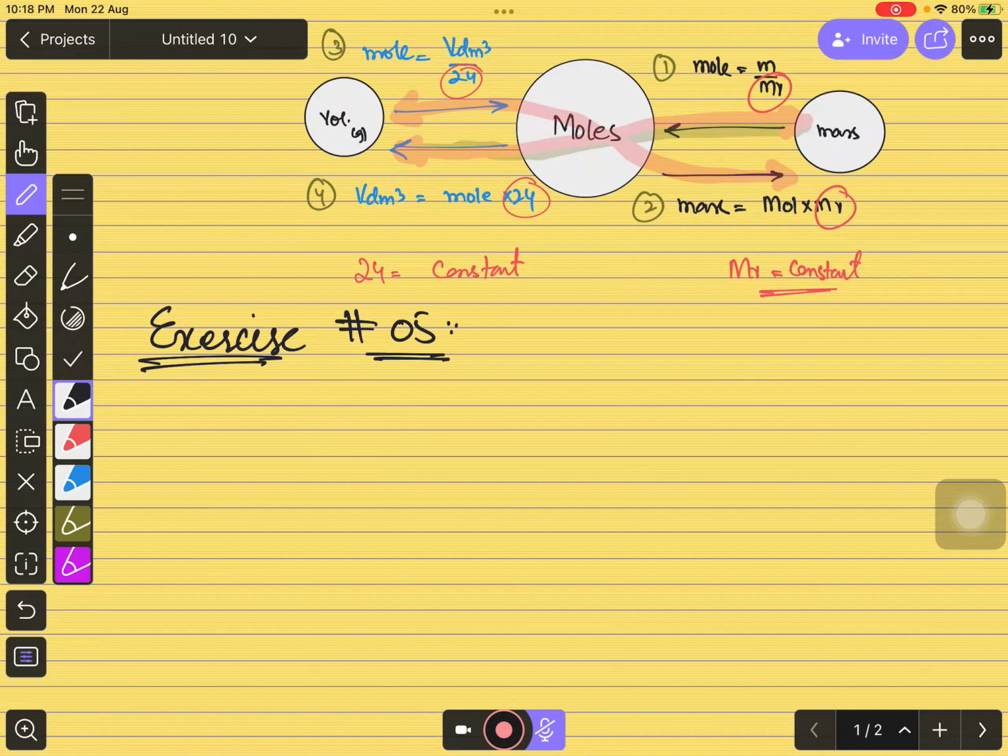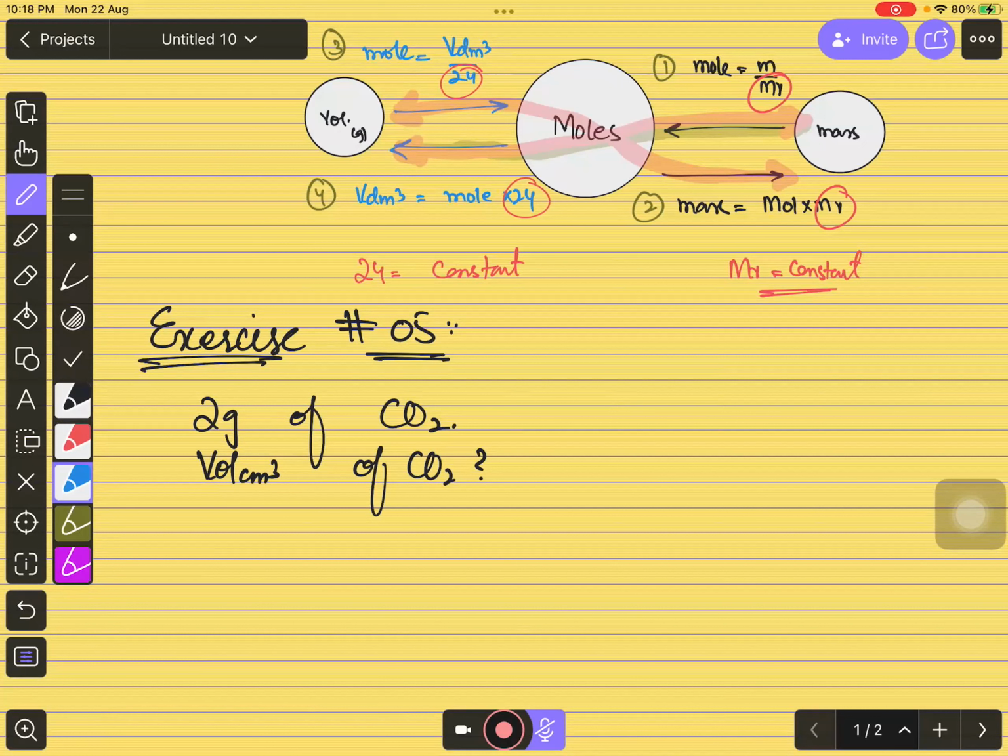फॉर एग्जांपल एग्जामिनर गेव यू हैव 2 ग्राम ऑफ कार्बन डाइऑक्साइड. एग्जामिनर ने आपको कहा यू हैव 2 ग्राम ऑफ कार्बन डाइऑक्साइड एंड द क्वेश्चन इज फाइंड आउट वॉल्यूम इन सेंटीमीटर क्यूब ऑफ कार्बन डाइऑक्साइड. नाउ दिस इज द क्वेश्चन. You have mass in grams and the examiner asks for the volume in centimeter cube. So that's not a big deal for you guys, because you know that if the mass is given to you, you can find out the number of moles. We know that moles can be found out by mass dividing by Mr.